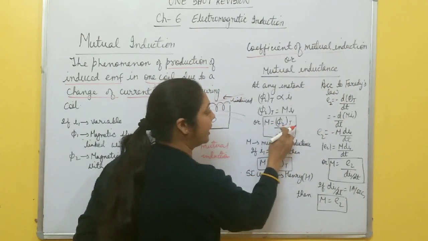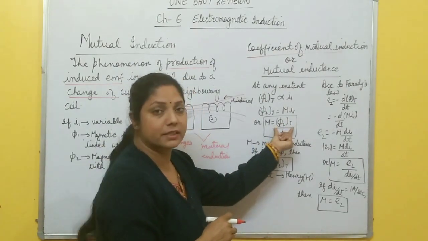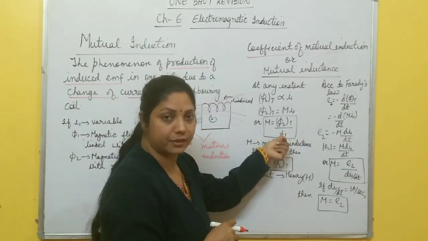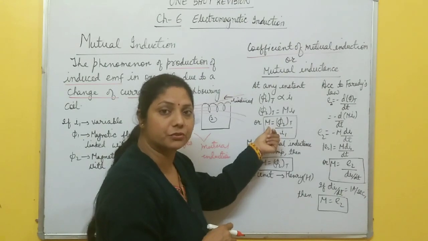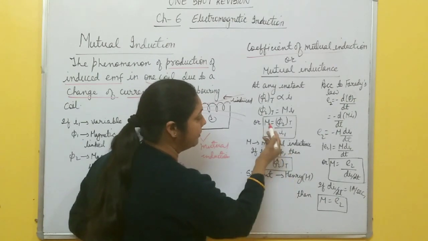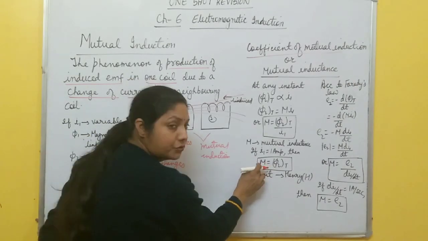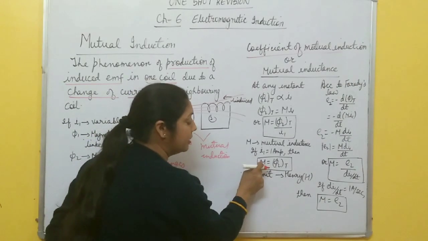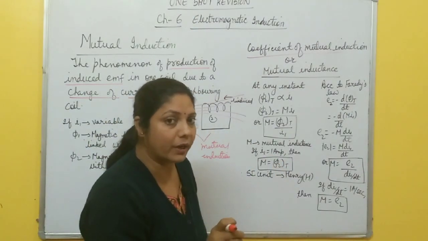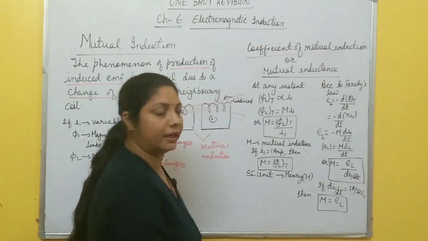So this M becomes phi 2 T by I1, right? Phi 2 T means total magnetic flux linked with the second coil when current in the first coil is I1. This is called coefficient of mutual induction. So you can define it this way: if I1 is 1 ampere, then M equals phi 2 T. It means the coefficient of mutual induction is numerically equal to the total magnetic flux linked with that coil if unit current flows through the first coil, right? And its SI unit is also Henry.